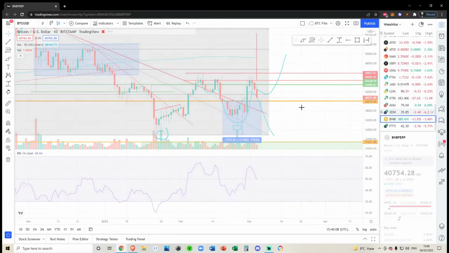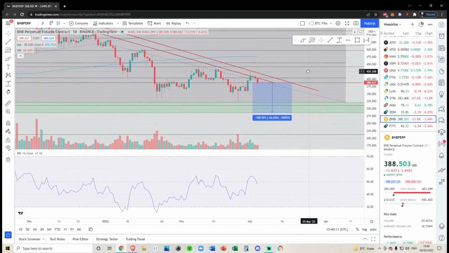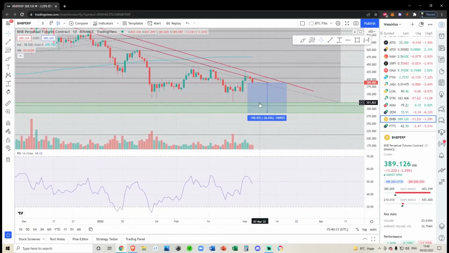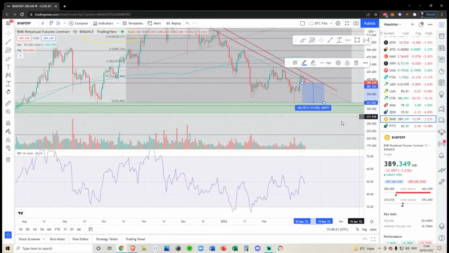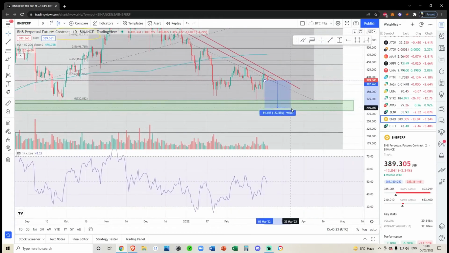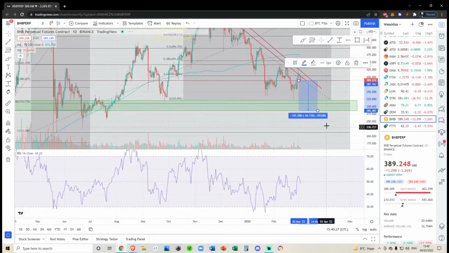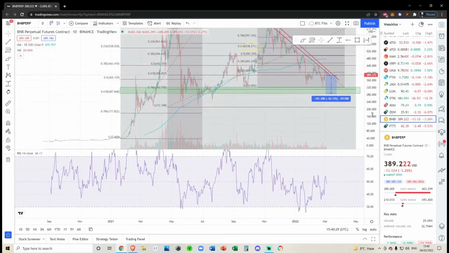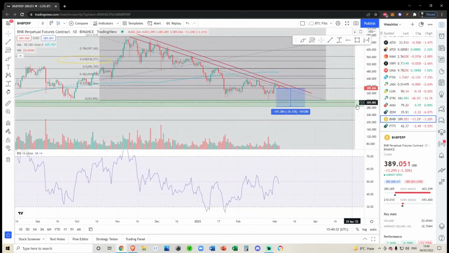In my opinion, if we see Bitcoin break below 40,000, I think Binance would be dropping like a rock very quickly to 421. This would be the top of this green box here. Like I said, as long as we do hold this big green box, we can even see ourselves coming down to like a 26% drop. But where would we end up after this if we did break down?